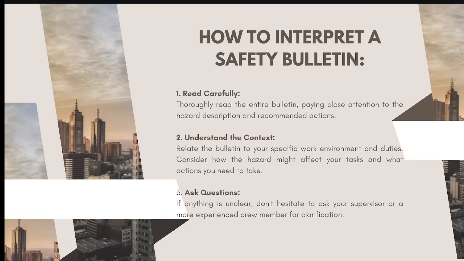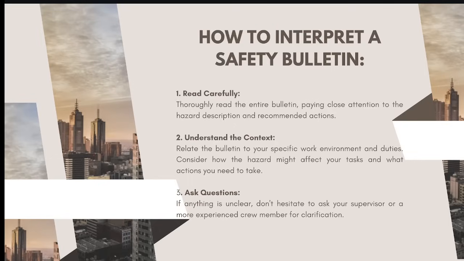So how do you interpret a safety bulletin? First, you need to read carefully. Thoroughly read the entire bulletin. You need to pay close attention to the hazard descriptions and recommended actions. This time there will be no excuses for false information, so you need to read it carefully.